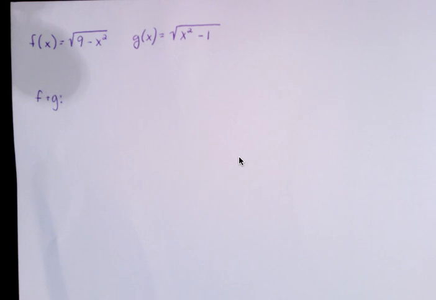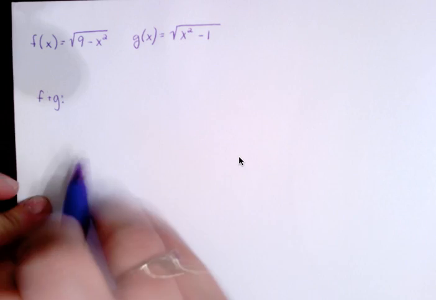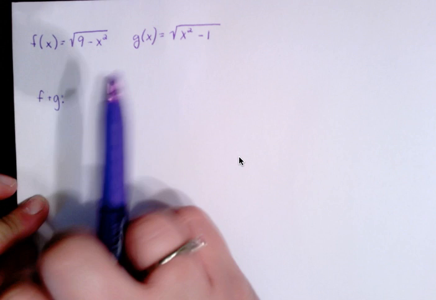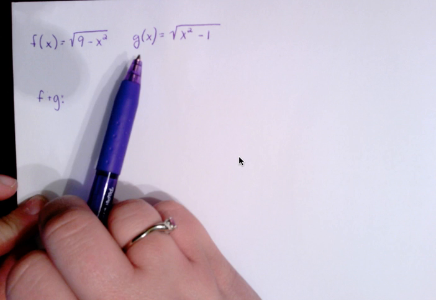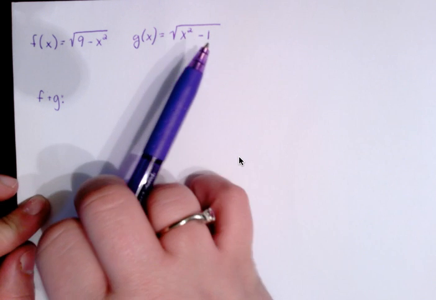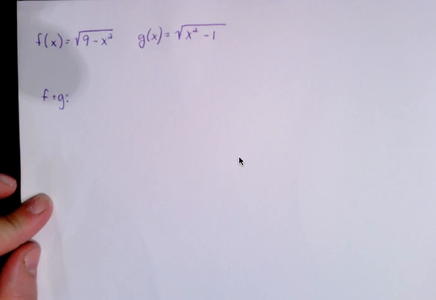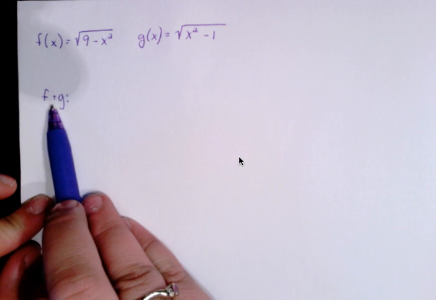All right, so this is number 1 on your composite functions packet. I had a request to do this. So your first function is f of x equals the square root of 9 minus x squared, and then g of x is equal to the square root of x squared minus 1. The first thing you're supposed to find is function f plus function g.